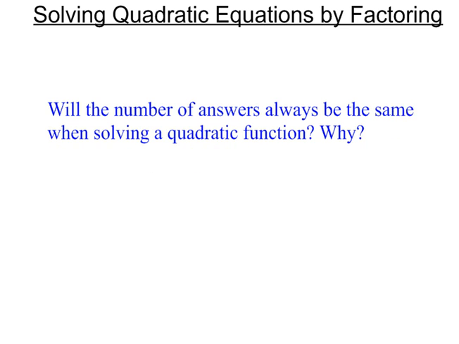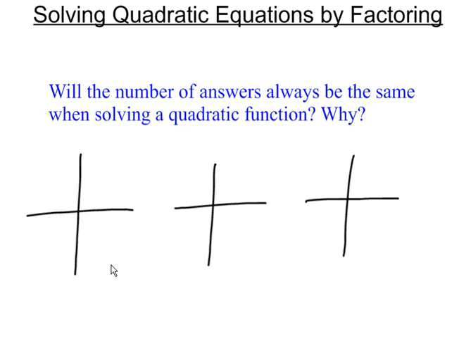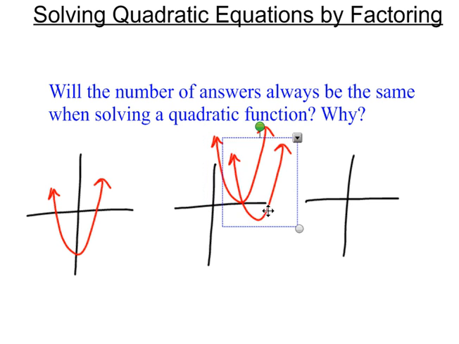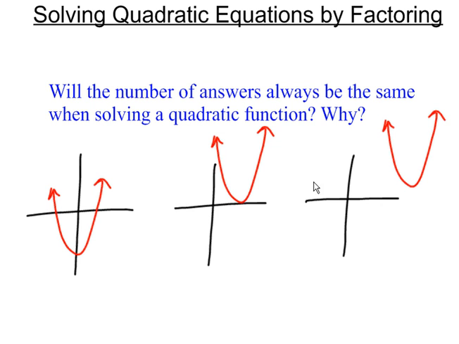Okay, so if we think about it, let me quickly draw 3 coordinate planes and think about our parabola. We know that our parabola could be crossing in 2 places. It could be sitting on top of the x-axis, or it could be not touching anything at all. So because of that, we can have either 2 answers, 1 answer, or no solutions. So will the number of answers always be the same? Not necessarily, but you know it's going to be one of these 3 answers. So that kind of narrows it down a little bit.